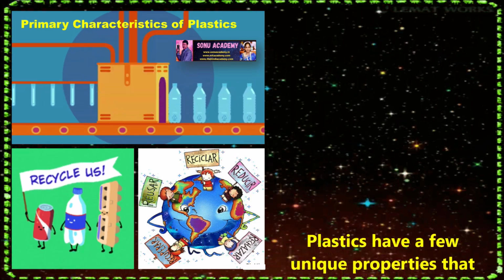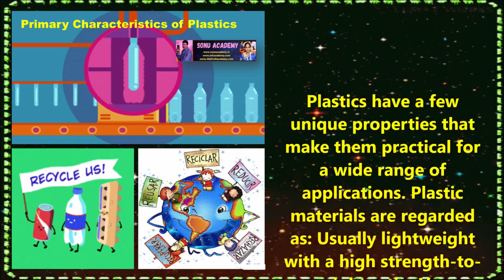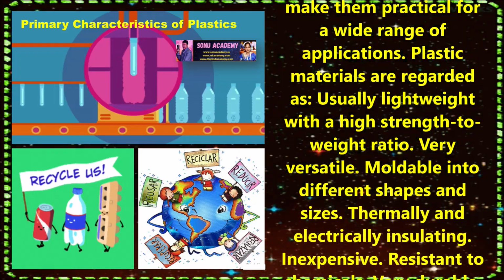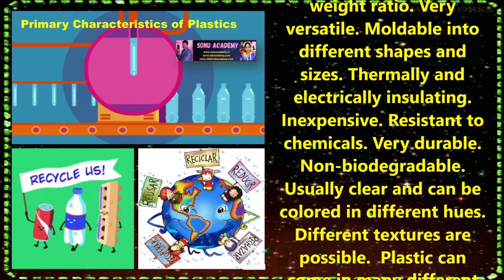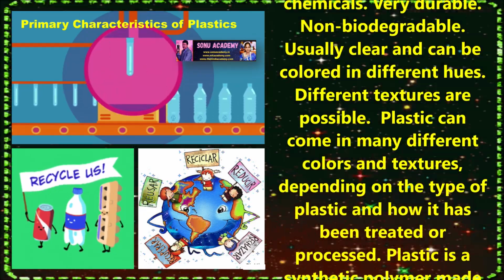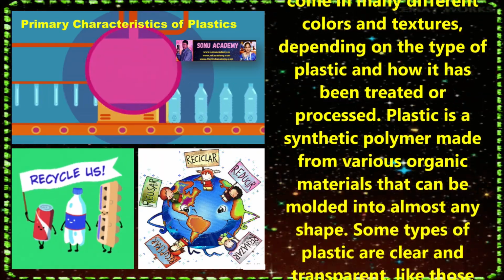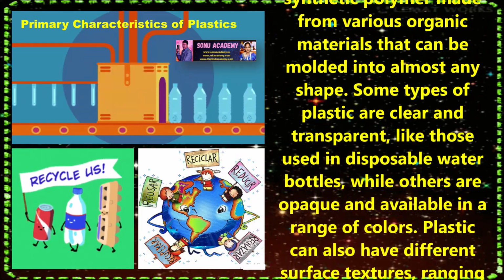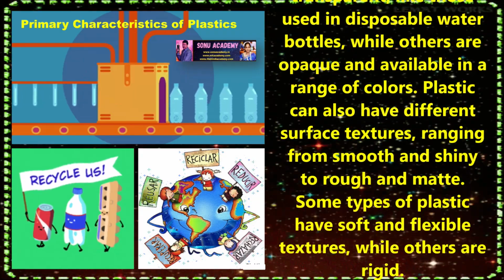Children, let us discuss the primary characteristics of plastics. Plastics have a few unique properties that make them practical for a wide range of applications. Plastic materials are regarded as usually lightweight with a high strength-to-weight ratio, very versatile and moldable into different shapes and sizes, and thermally and electrically insulating. These are inexpensive and resistant to chemicals, very durable, non-biodegradable, usually clear and can be colored in different hues.